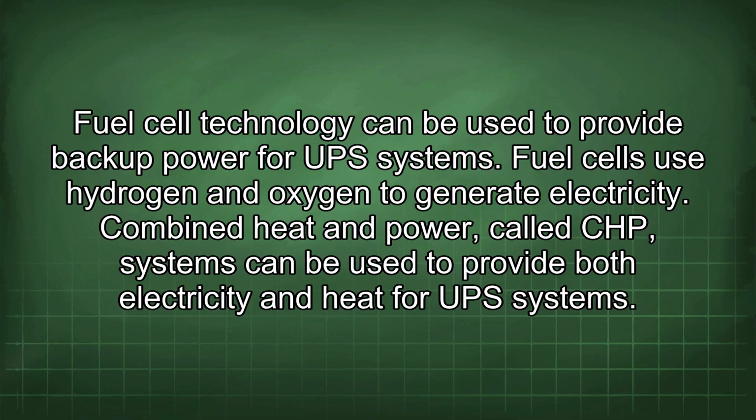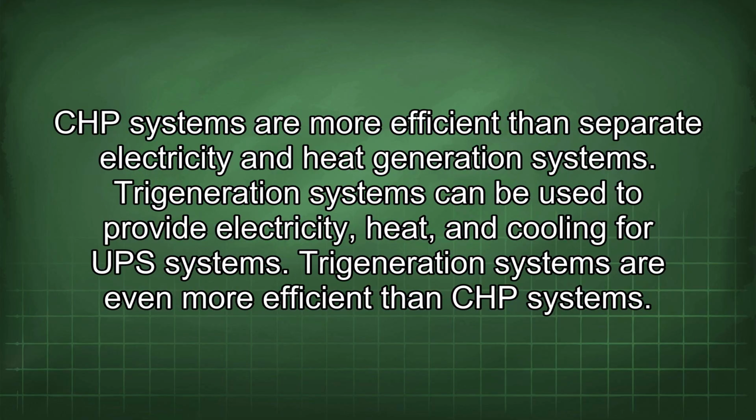Combined heat and power, called CHP, systems can be used to provide both electricity and heat for UPS systems. CHP systems are more efficient than separate electricity and heat generation systems. Trigeneration systems can be used to provide electricity, heat, and cooling for UPS systems. Trigeneration systems are even more efficient than CHP systems.